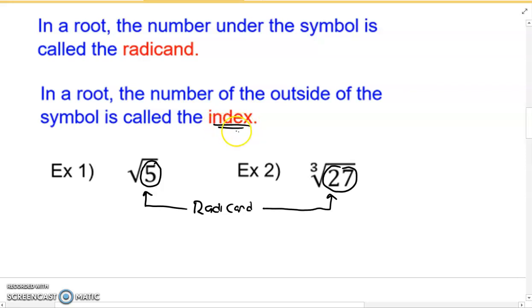The number outside the symbol is called the index. Now what do I mean by that? Well, this 3 right here is denoting what's called a cube root. So radicals are actually all terms, not necessarily just square roots.